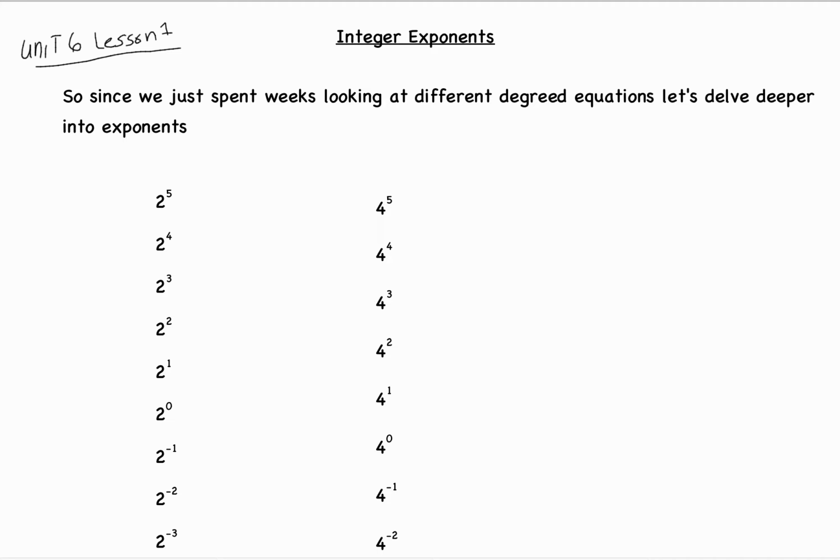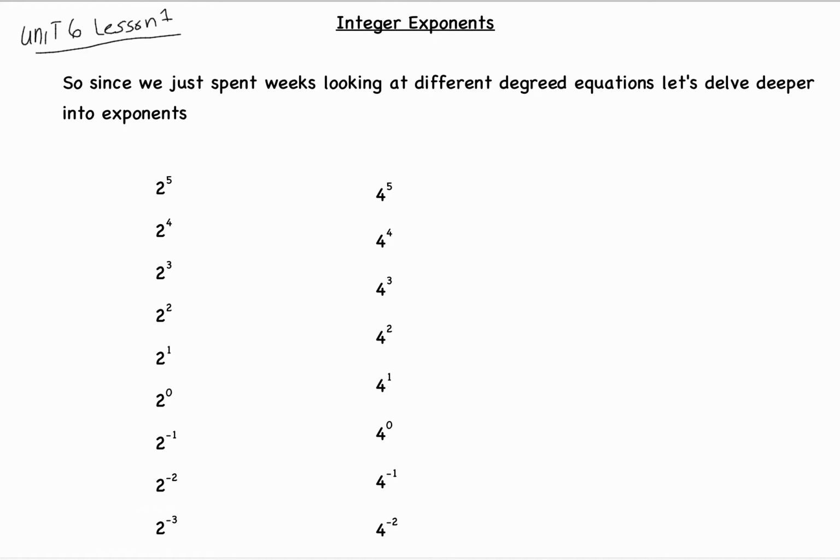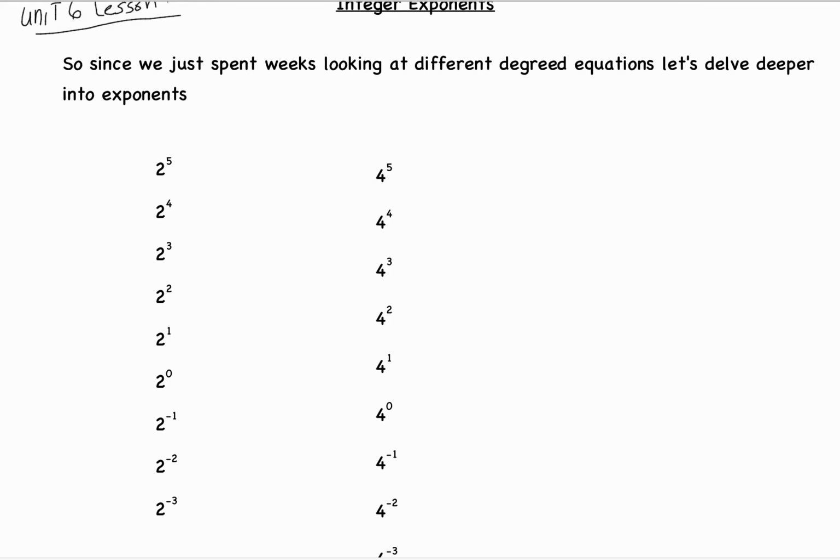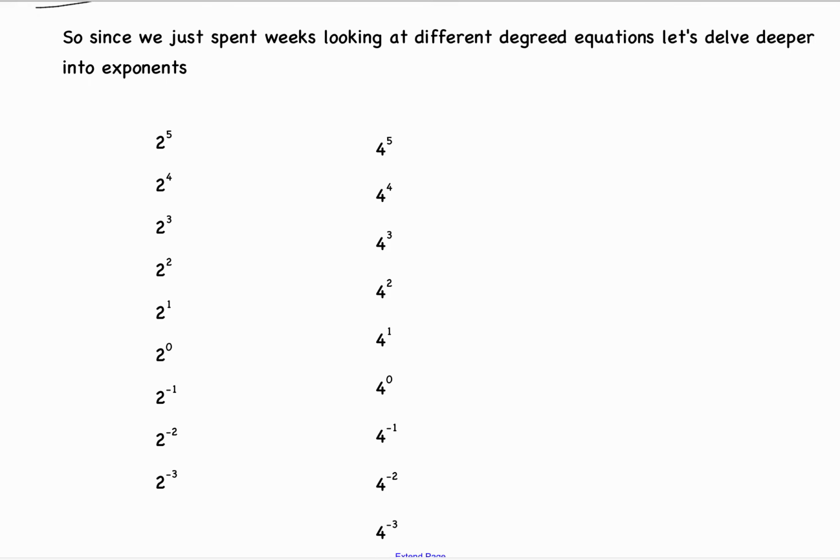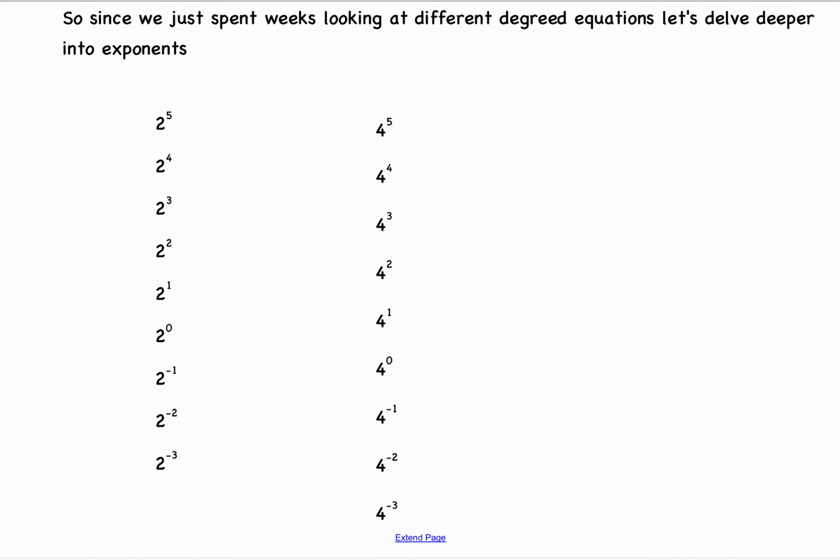We just spent weeks looking at different degreed equations, right? We had all these rational equations that then crossed the x-axis, and then we found out sometimes they had real roots and sometimes they had imaginary roots. And now we're going to go on to exponents and see what happens when we put unknown exponents in an equation. So if we look here, we go quickly.